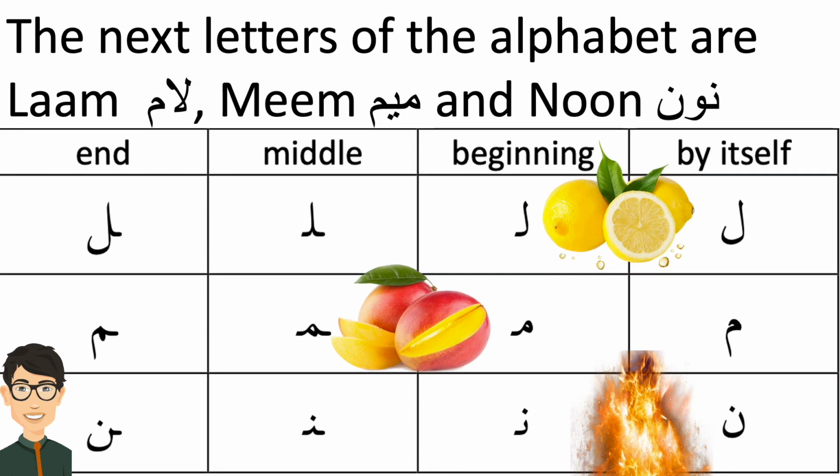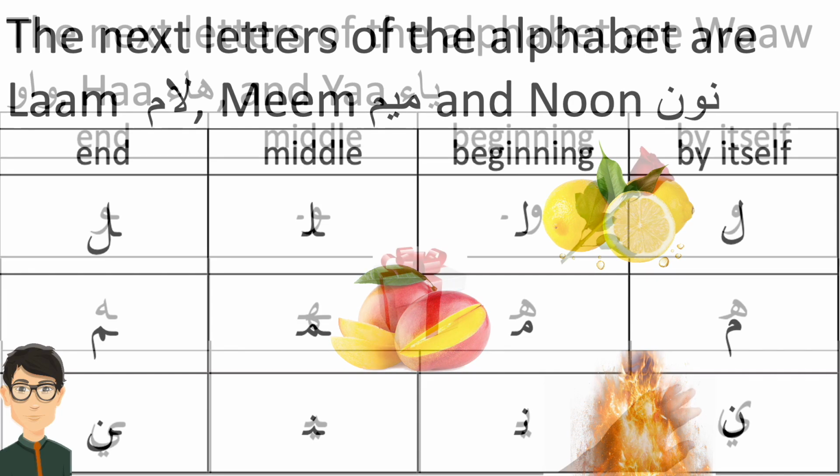The next letters of the Arabic alphabet are Lam, Mim, and Nun. Those are pretty straightforward. Lam is the equivalent of the letter L in English. Mim is the equivalent of the letter M. And Nun is the equivalent of the letter N. Lam as in laymoon, which means lemon. Mim as in manga, which means a mango in English. And Noon as in nar, which means a fire.